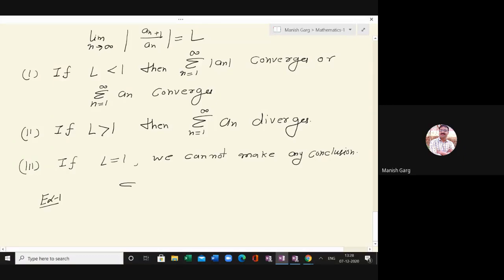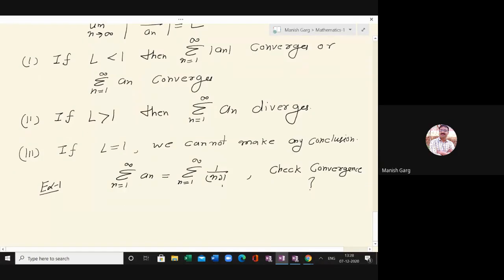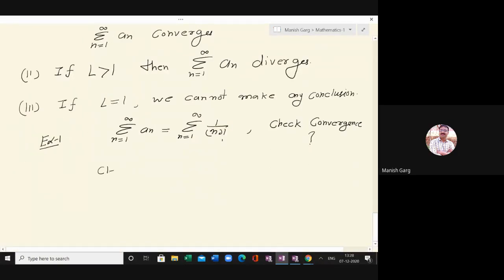First example, suppose you have the series 1 upon factorial n. The question is the same, only check convergence. So here, solution: a(n) is equal to 1 upon factorial n and a(n) is not equal to 0 for all n. This is the condition of the ratio test.